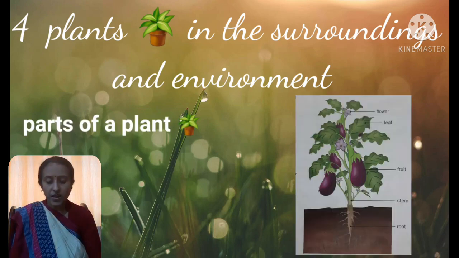The first topic is parts of a plant. How many parts does a plant have? A plant has several parts like root, branches, stem, flowers, fruits. All these things are parts of a plant.